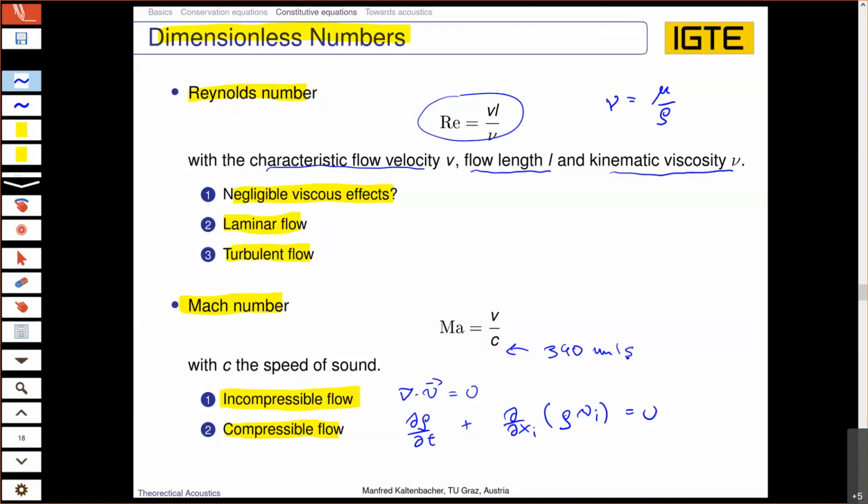So concerning these two parts, incompressible, very often we say when the Mach number is smaller than 0.3, but be careful, that is just for a general case. You always have to look at your specific case, and compressible then if the Mach number is larger than 0.3. So this is a typical value used in fluid dynamics.